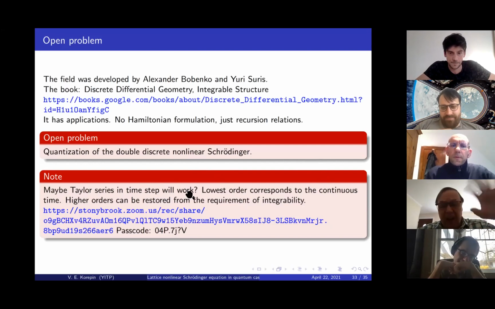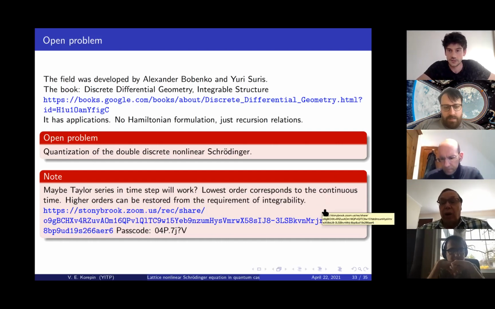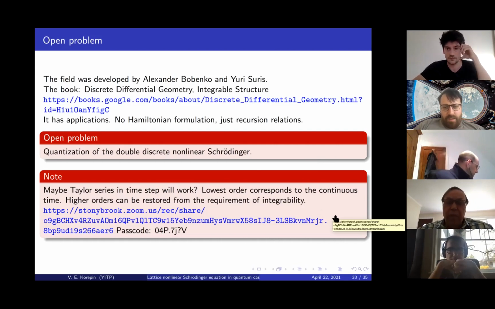Maybe I should decompose everything in the time step in the Taylor series of the time step. So the lowest order in the time step of the whole construction of Tim Hoffman will correspond to the continuous time. In the continuous time, I will have Poisson brackets and Hamiltonian, and then I will replace my Poisson brackets by commutator and quantize. As for the higher orders of the Taylor series, maybe I will be able, or you will be able, to restore them from the requirement of quantum integrability.